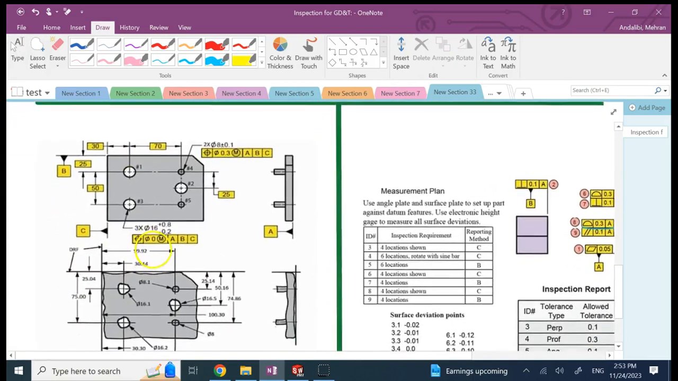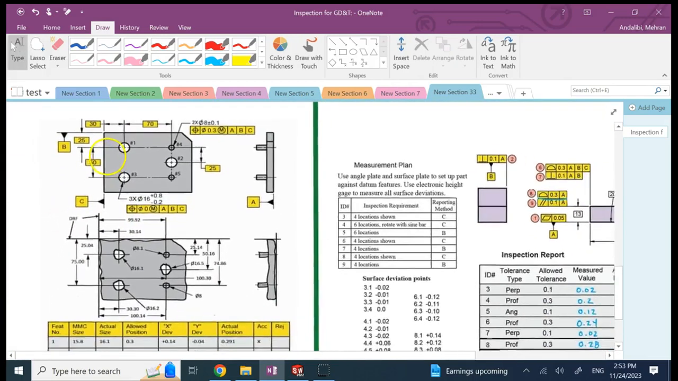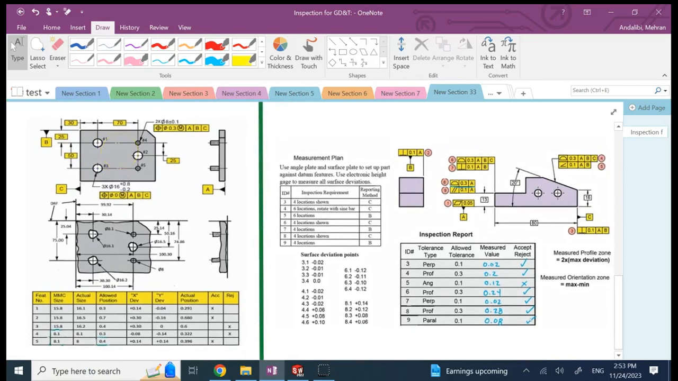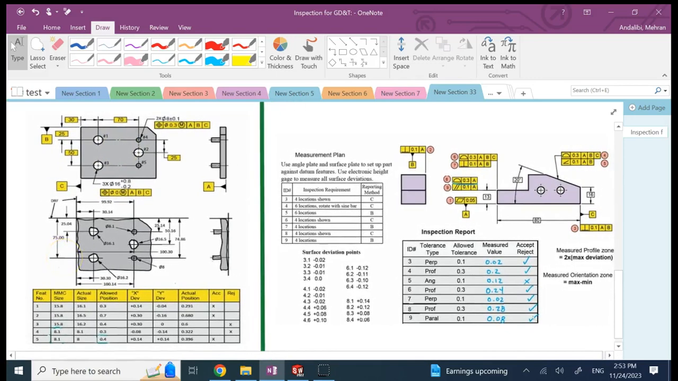Now, when you want to inspect for GD&T tolerances, it's a little bit more complicated, and that's what I want to focus on in this video. So here on the left, I have the CAD model of this part that has 2 pins, 4 and 5, and 3 holes, 1, 2, and 3. All basic dimensions are given. I have 3 datums, A, B, and C, as you can see.